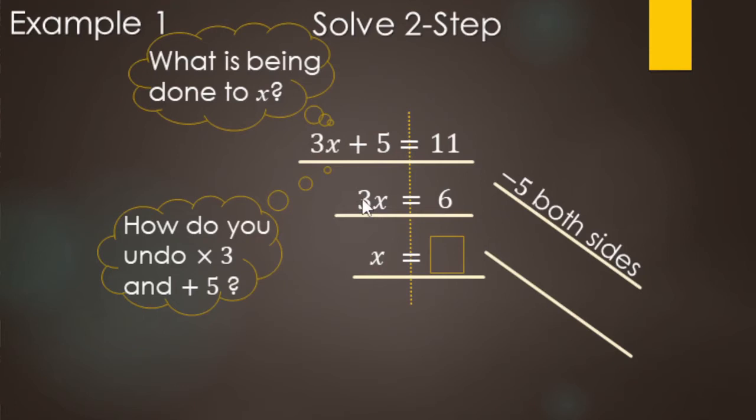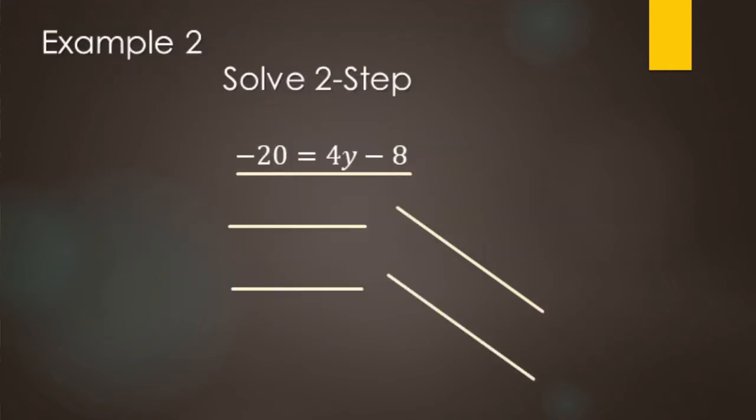Now we still need to go from 3x to x, so we need to undo a times 3 with a divide by 3 to both sides. 3 divided by 3 is 1x, written right there, and then 6 divided by 3 makes 2. So 2 is going to be the solution because it is the value for the variable that makes the equation true.